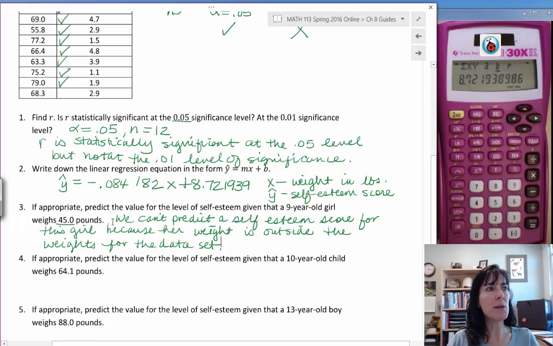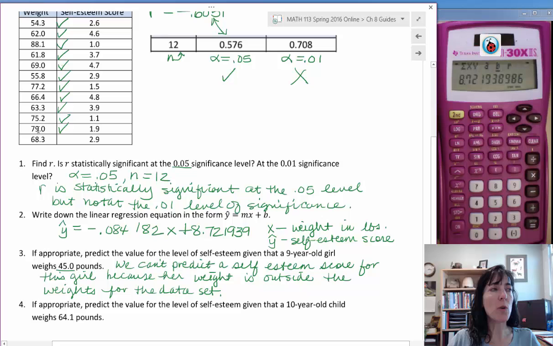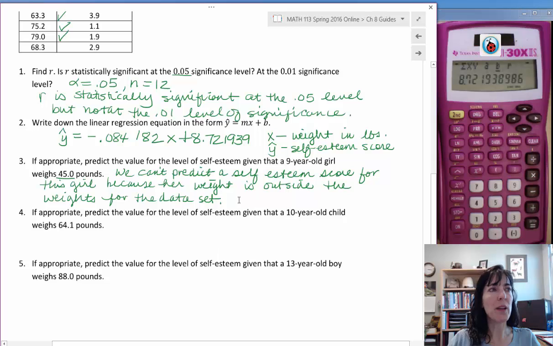We can't predict a self-esteem score for this girl because her weight is outside the weights for the data set. So if she's lighter, which she happens to be, or heavier than the data set values, we can't make a prediction for her. And in her case, she's too light, so we can't predict. The reason is if she's underweight, she might have a lower self-esteem just because she's so much skinnier than the other children. But we don't know because we don't have any data for those children. It would predict her to have a really high self-esteem, but that may not be the case because of her being underweight.